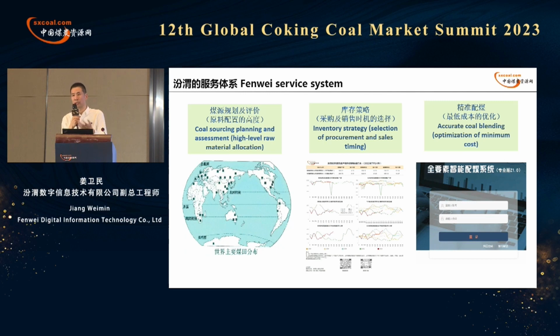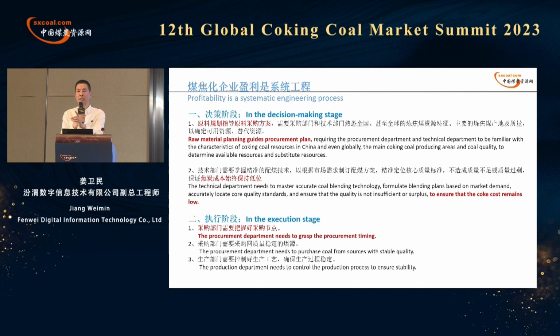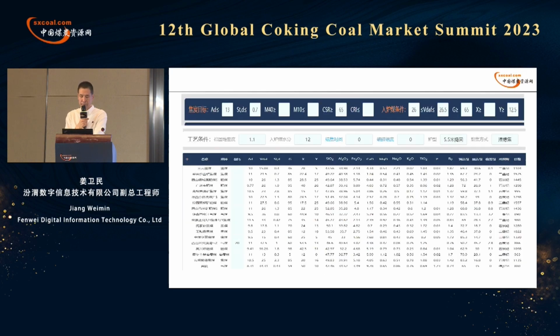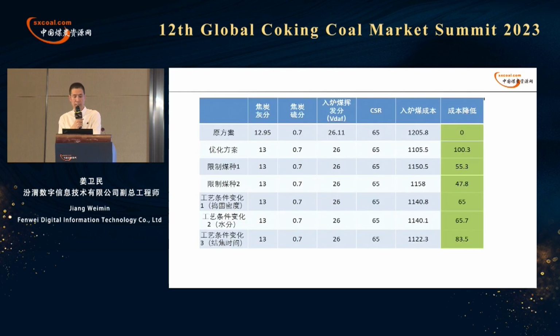We will give suggestions to the businesses. And second is inventory strategy, which gives you a clearer picture and helps you to determine your inventory strategy. And third is accurate coal blending or optimization of minimum cost. I think to do those aspects well, if you can completely fulfill the tasks that I mentioned, you will gain profit with no doubt.